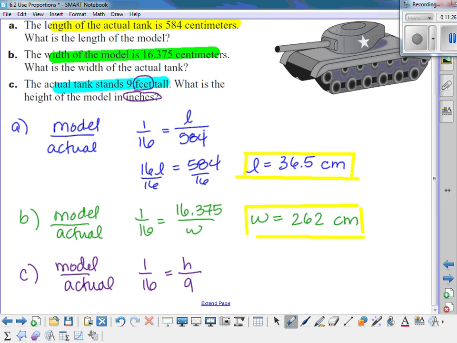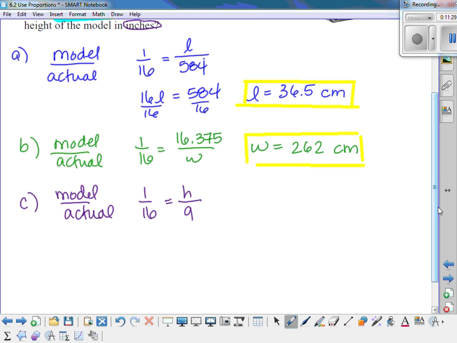So when I cross multiply, I get that 16h is equal to 9. So when I divide by 16, I actually get 9/16 of a foot. They want to know the answer in inches. So I have to multiply that because there are 12 inches in 1 foot. And if I do that, my feet cancel out, so that I'm left with inches.